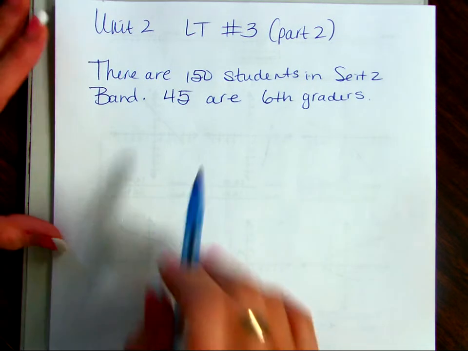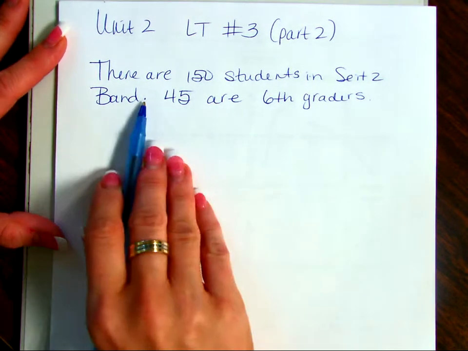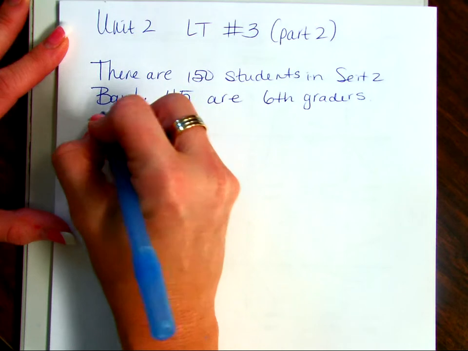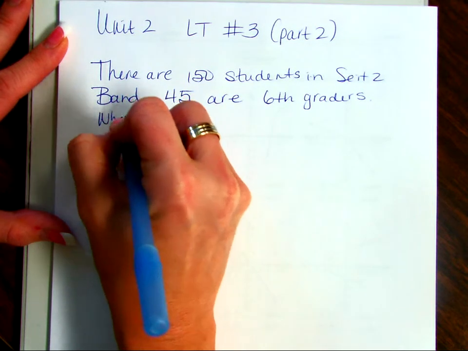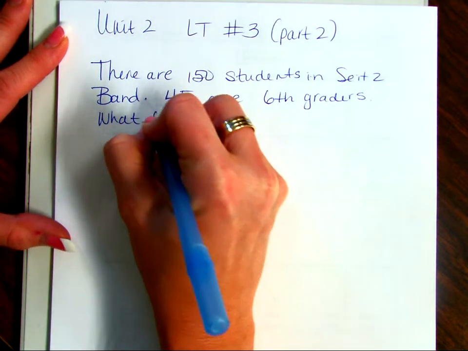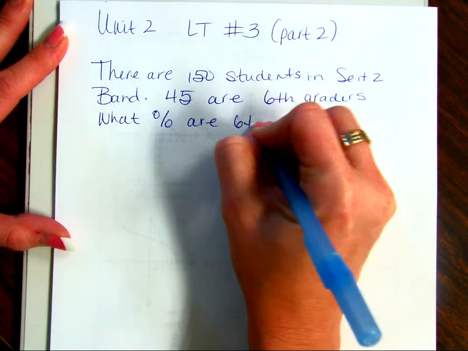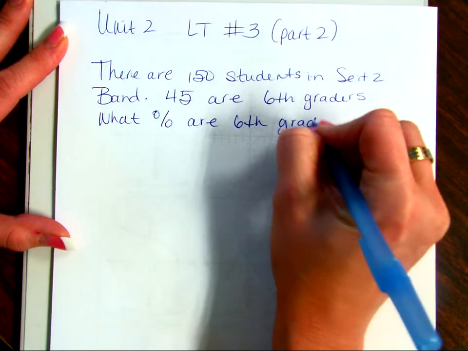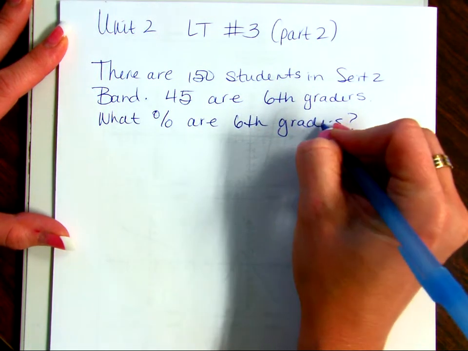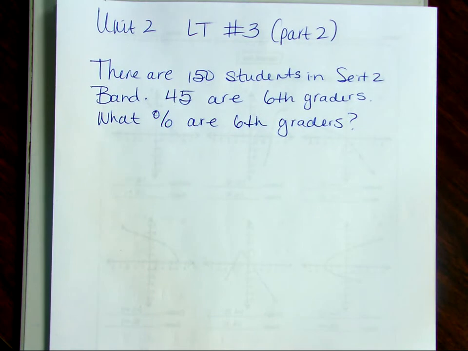So, there are 150 students at Seats. 45 of them are 6th graders. My question, I'll be nice this time. What percent of the band are in 6th grade? Okay, go ahead and finish that. Now, here's the deal with this, though. You're like, why are we doing this again? We've done this. Because I'm asking you to write an equation from this.